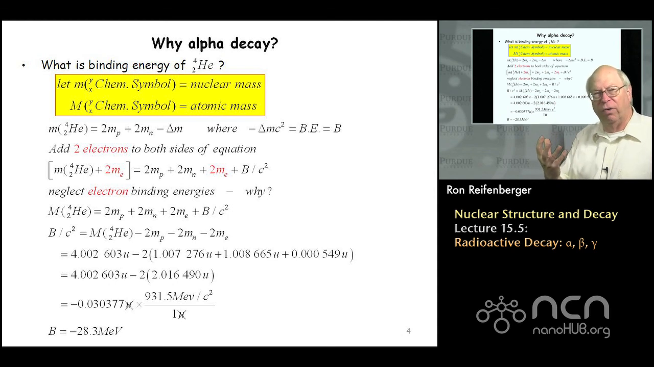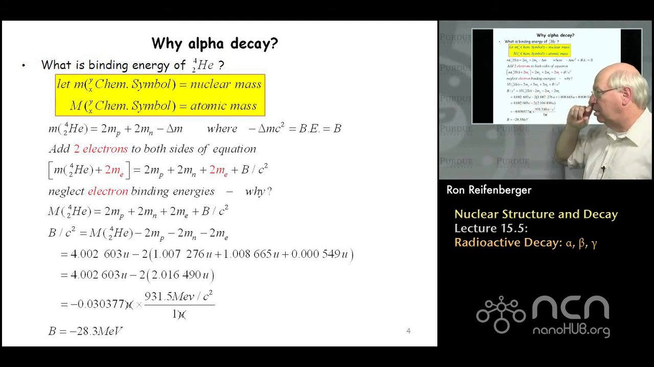This should reinforce the discussion we had about 2 or 3 lectures back, when we first recognized that there was a binding energy associated with the deuteron nucleus, the hydrogen nucleus that contained the proton and the neutron. We're going to redo that calculation, but now for this alpha particle.